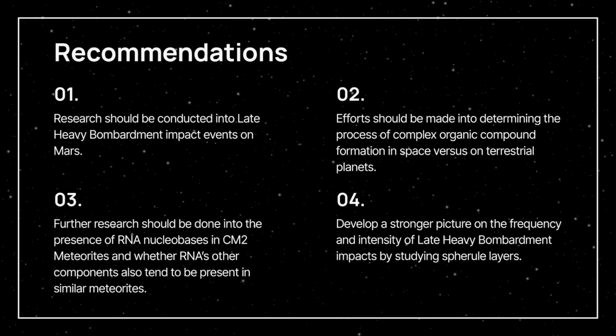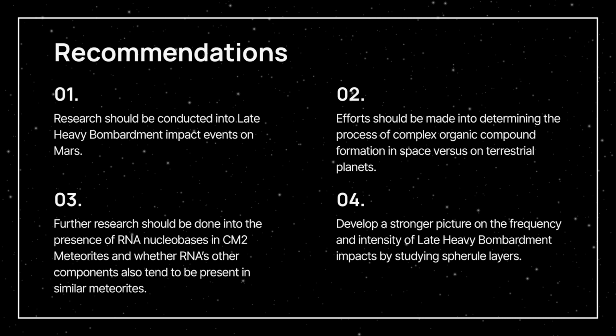Efforts should also be made into determining the process of complex organic compound formation in space versus on terrestrial planets. Through the Miller-Urey experiment, scientists Miller and Urey demonstrated how early Earth conditions could produce complex organic compounds such as amino acids, though the presence of organic compounds in carbonaceous chondrites is far more uncertain. Furthermore, because of the Miller-Urey experiment, it can be inferred that unless the rate of complex organic compound formation in carbonaceous chondrites is significantly higher than through the Miller-Urey process, then carbonaceous chondrites would not have had a meaningful impact on the distribution of complex organic compounds and subsequently life on Earth.